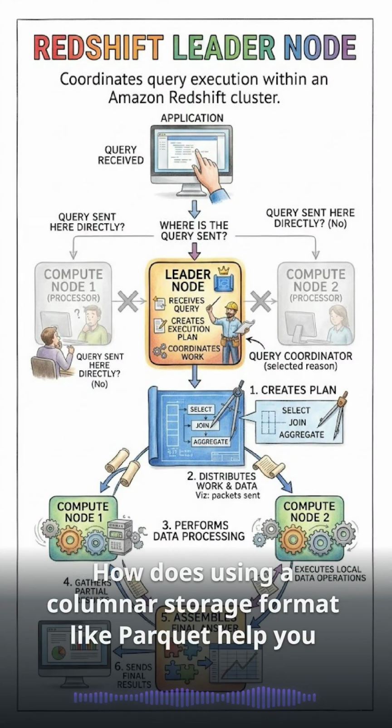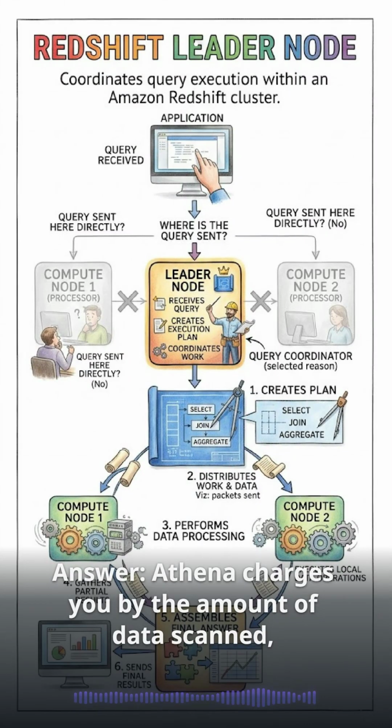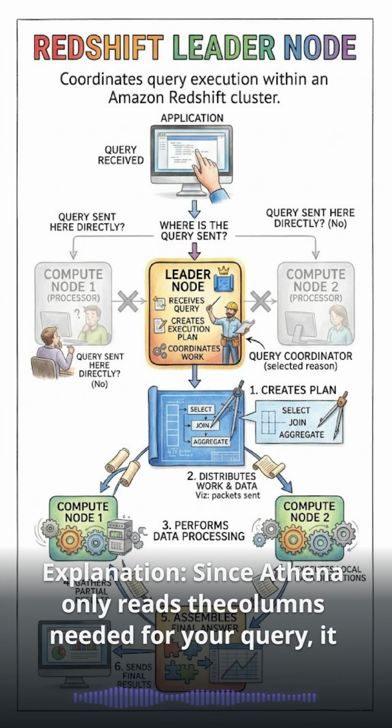22. How does using a columnar storage format like Parquet help you save money in Amazon Athena? Athena charges you by the amount of data scanned, and columnar formats reduce the total data read. Since Athena only reads the columns needed for your query, it processes less data and reduces your bill.